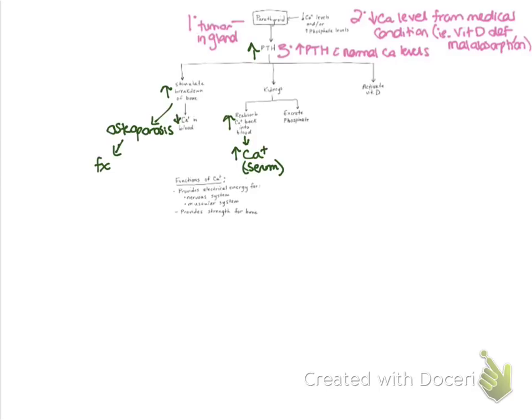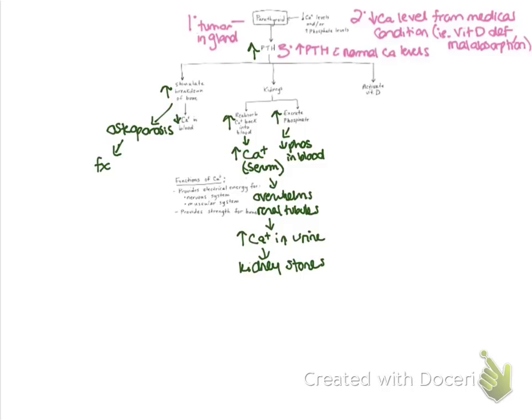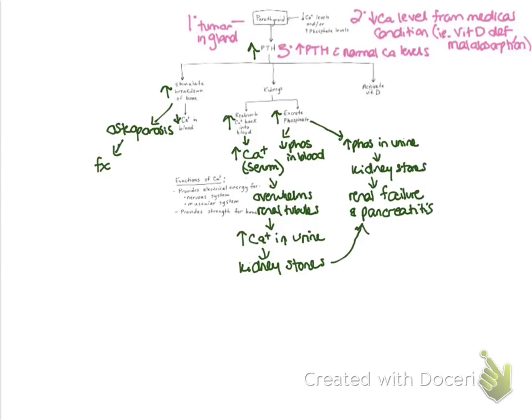So we're going to have increased serum calcium levels, which overwhelms the renal tubules and spills calcium into the urine and causes kidney stones. The kidneys also excrete phosphate. So again, that's going to be accentuated. Because we're excreting more phosphate, there's less phosphate in the blood and more phosphate in the urine. So again, that's going to lead to kidney stones, and that's going to lead to renal failure and pancreatitis. So the combination of both those kidney stones is what's going to lead to the renal failure and pancreatitis.